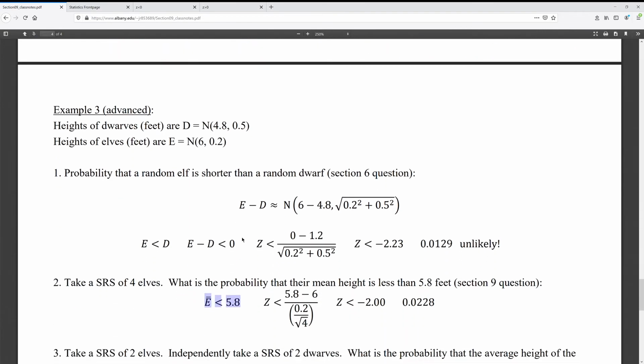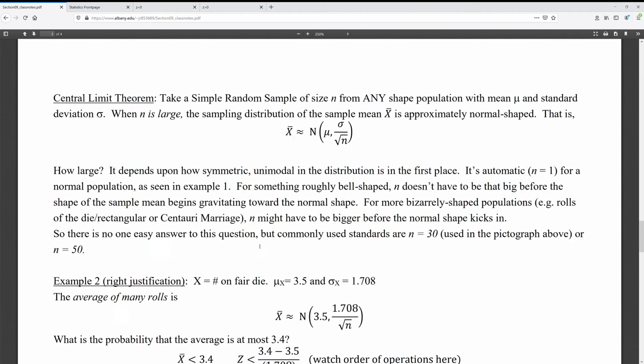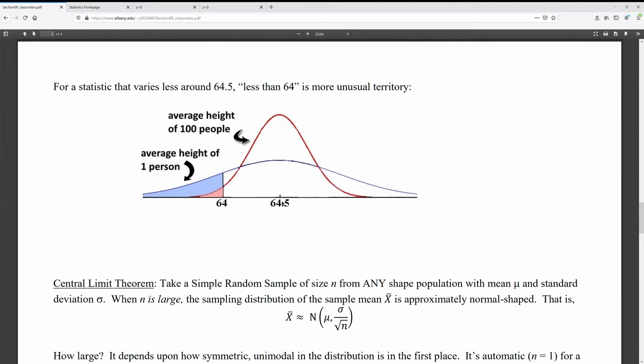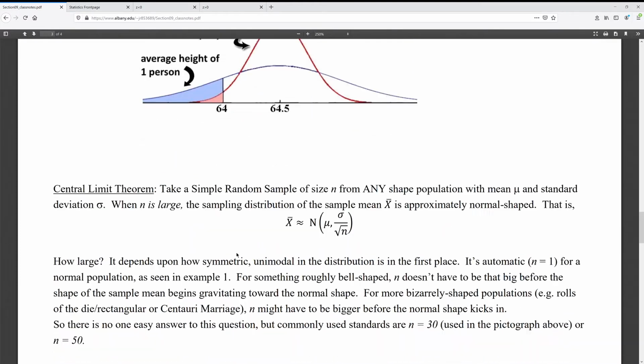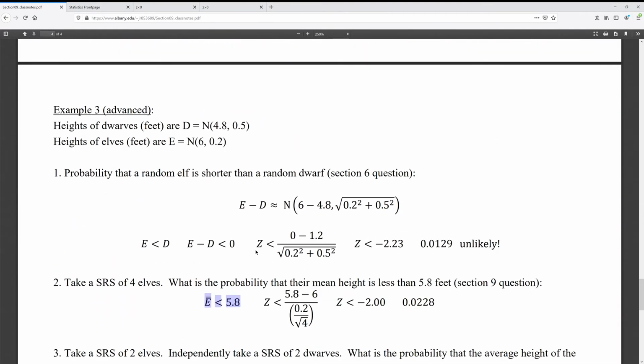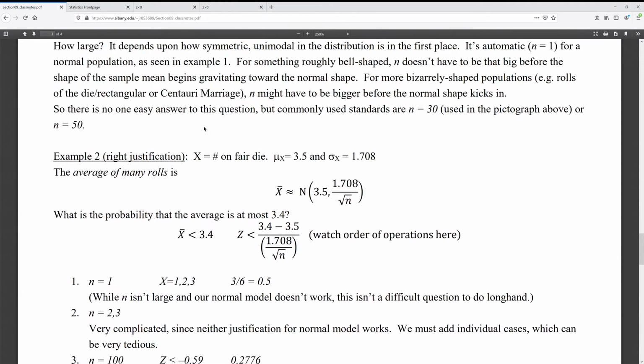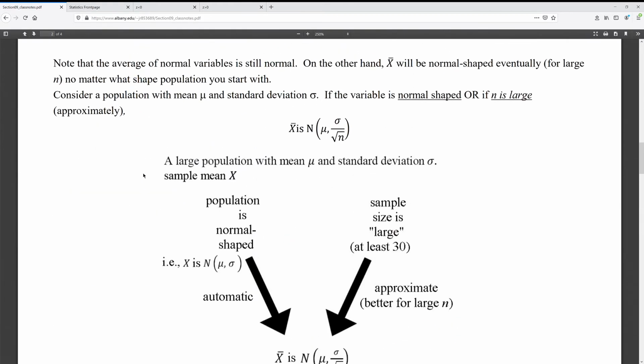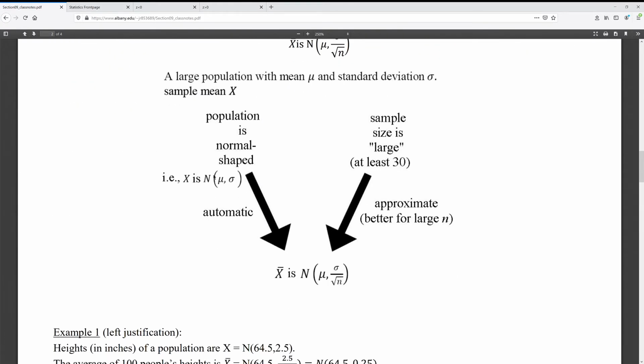So let's check it out. In particular, it's going to be unlikely, right? If we're looking at the red here, then this is 6, and this is 5.8, and it's clearly less than half the area. So it's going to be on the unlikely side of things. Common sense, picture, however you want to parse it. Now remember the rules for E bar, the average of 4 elves. It's still normal shaped because we're picking from something normal shaped in the first place, right? If elves are normal, then the average of 4 elves are still normal.